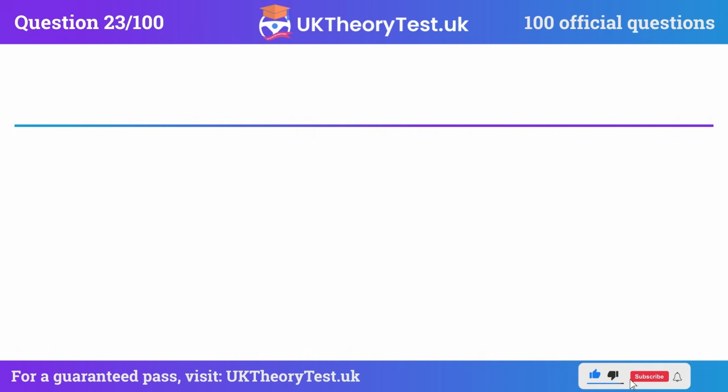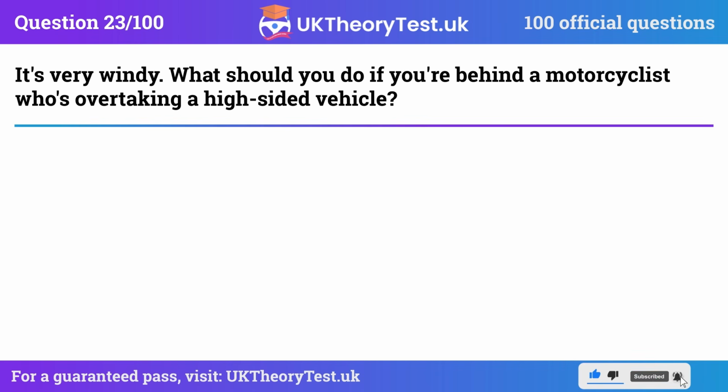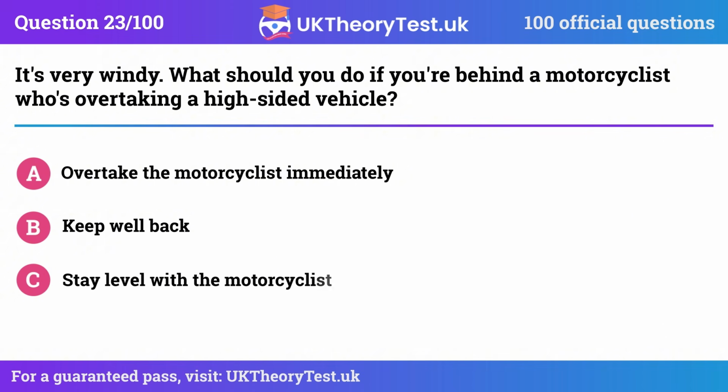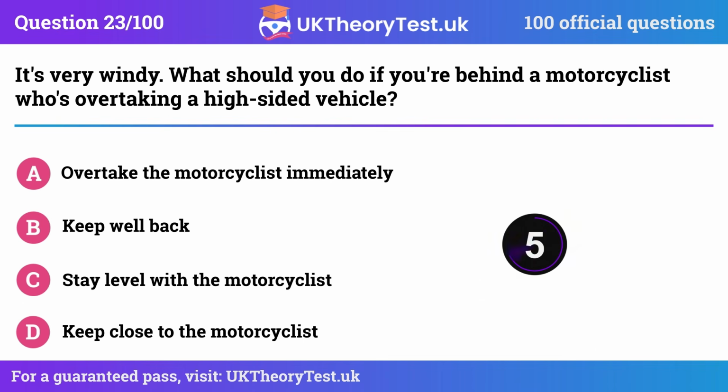Question 23. It's very windy. What should you do if you're behind a motorcyclist who's overtaking a high-sided vehicle? A. Overtake the motorcyclist immediately. B. Keep well back. C. Stay level with the motorcyclist. D. Keep close to the motorcyclist.